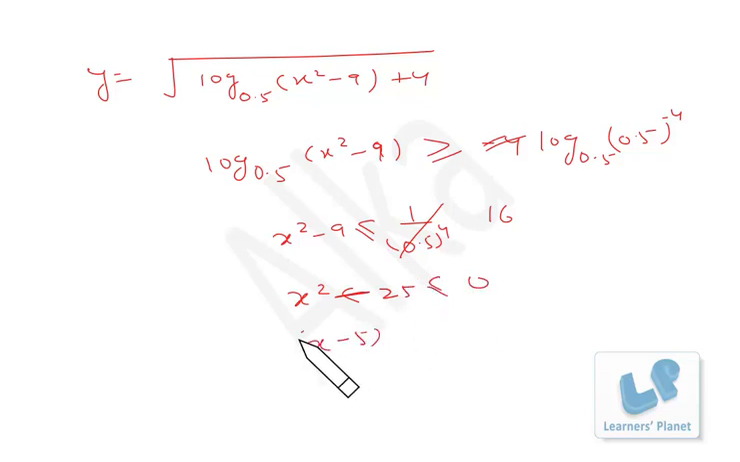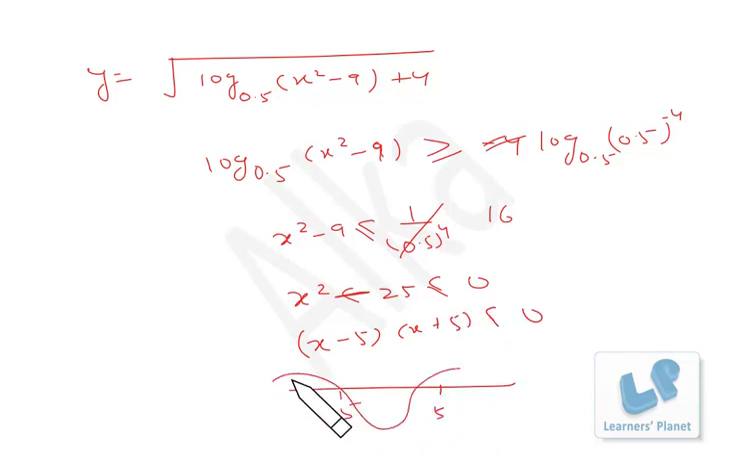So x minus 5, x plus 5 should be less than or equal to 0. So from minus 5 to 5. All the values from minus 5 to 5, right? So x can take values inclusive of minus 5 and 5, right? So x belongs to minus 5 to 5.